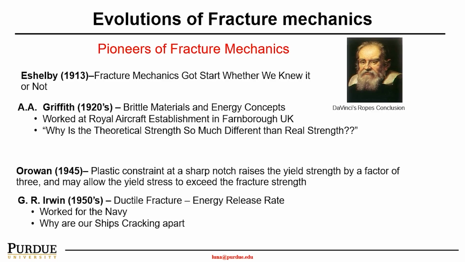And Orowan in 1945 expanded the Griffith theory from brittle material into the plastic region. In this case, he talked about plastic constraints at a sharp notch raising the yield strength by a factor of 3, which may allow the yield stress to exceed the fracture strength.